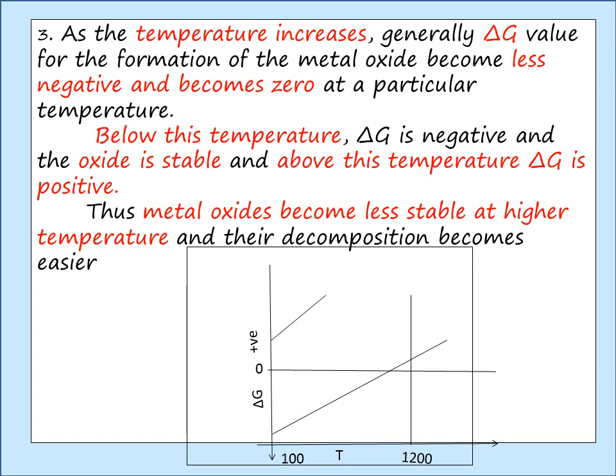If the delta G value is positive, then the metal oxide is unstable. That means when the temperature is increased to a maximum level, the metal oxide becomes metal easily. So as the temperature increases, the metal oxide starts decomposing to give metal easily. Metal oxide is unstable at higher temperature. That is what is shown in this graph. If the metal oxide is heated to a higher temperature, the delta G value becomes less negative and so the metal oxide is less stable and can be easily decomposed to metal.